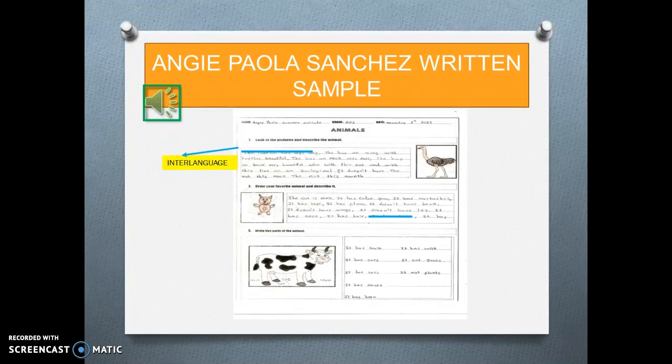Angie's is our third sample. She has enough lexicon to build sentences, an aspect that can be seen in her description of the cat. This paper allows us to analyze some sentence construction that she was able to make.